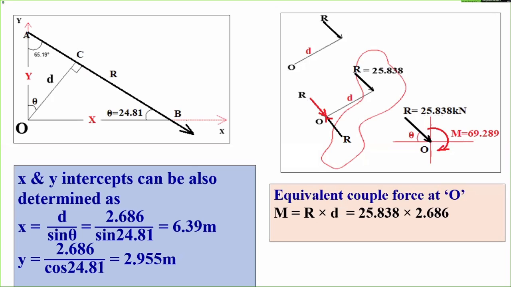So the moment of the couple is nothing but R into D. These two forces are going to form a couple, whose magnitude will be R into D, 25.838 into 2.686, because the D value is known to you and the R value is known to you. Finally, I can show it like this. This red color resultant remains as it is, right? So this R acting at O, and these two forces are converted into a couple of moment equal to 69.289.